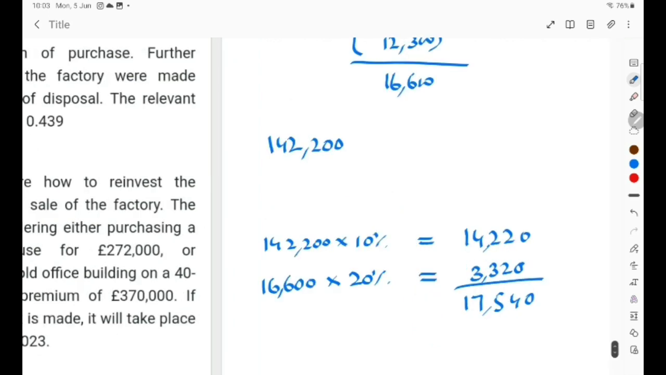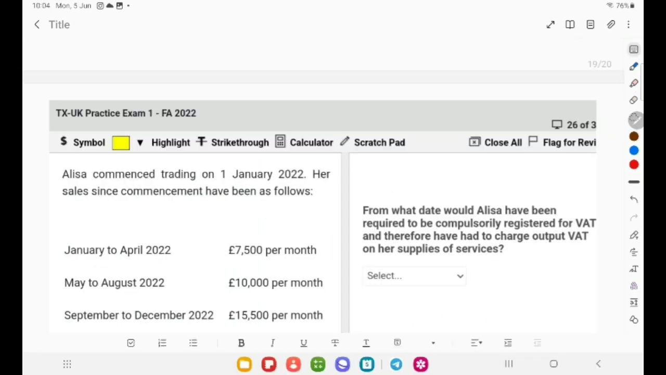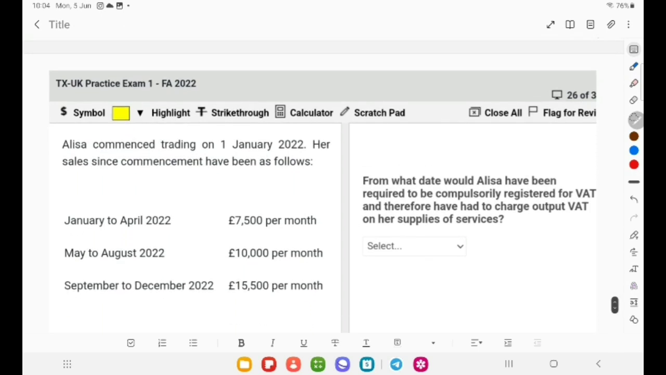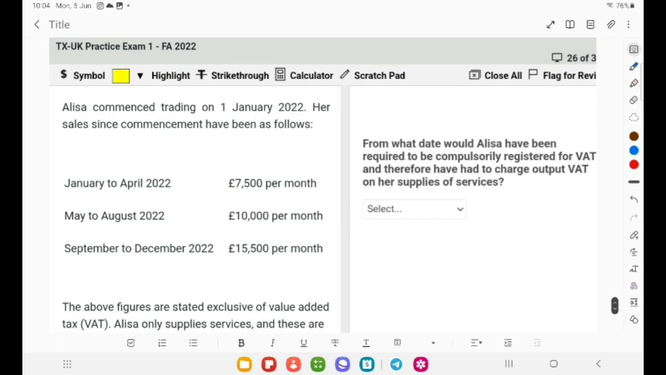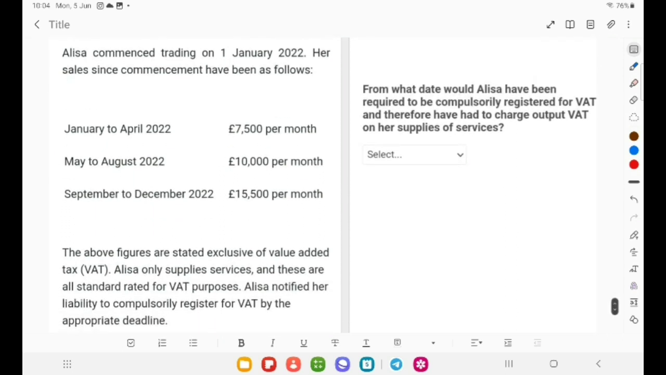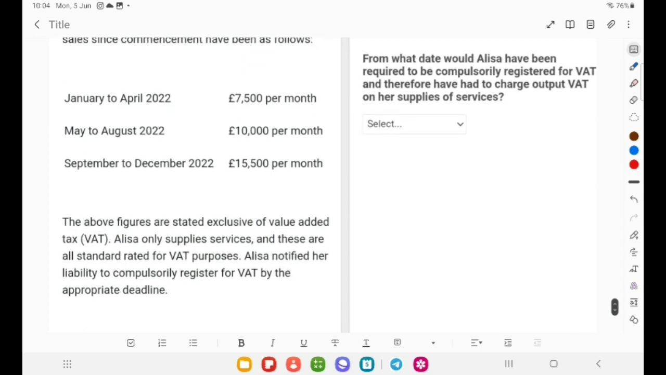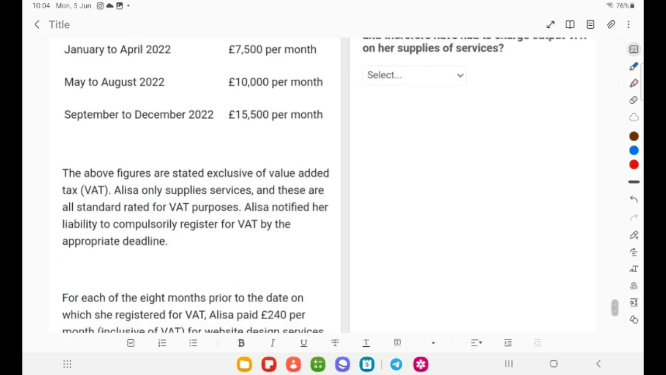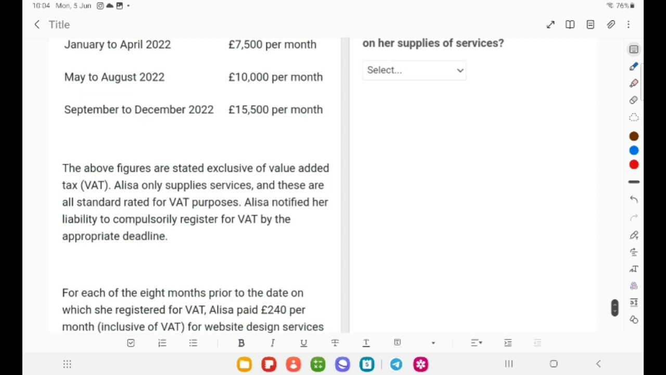Last part of the second question. So the third question: Alisa commenced trading on 1st January 2022. Her sales since commencement have been as follows. January to April 7,500 per month, May to August 10,000 per month, and September to December 15,500. The above figures are stated exclusive of value added tax. Alisa only supplies services and these are all standard rated for VAT purposes.